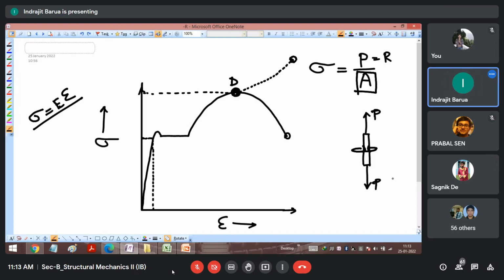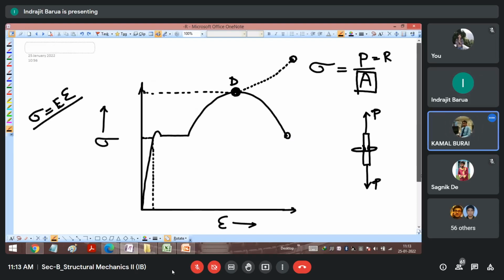Sir, to determine stiffness. Please repeat. Sir, it is used for energy consideration.